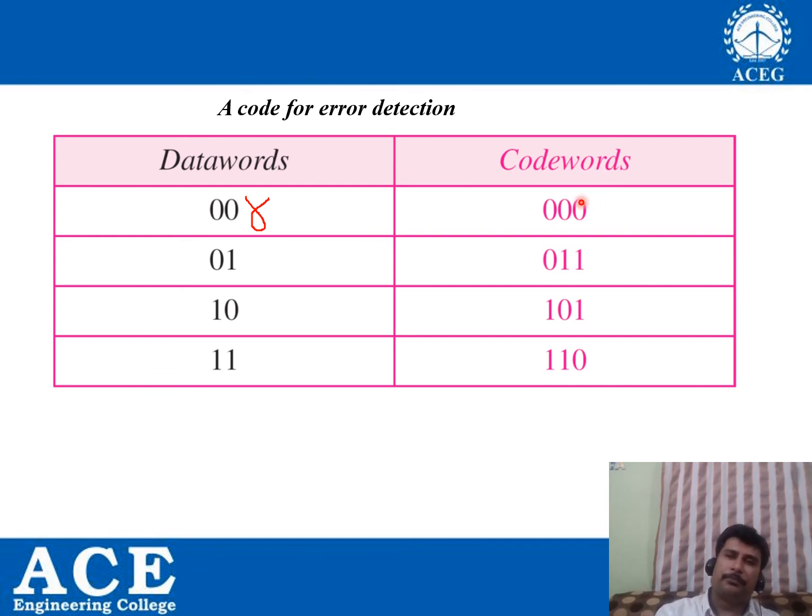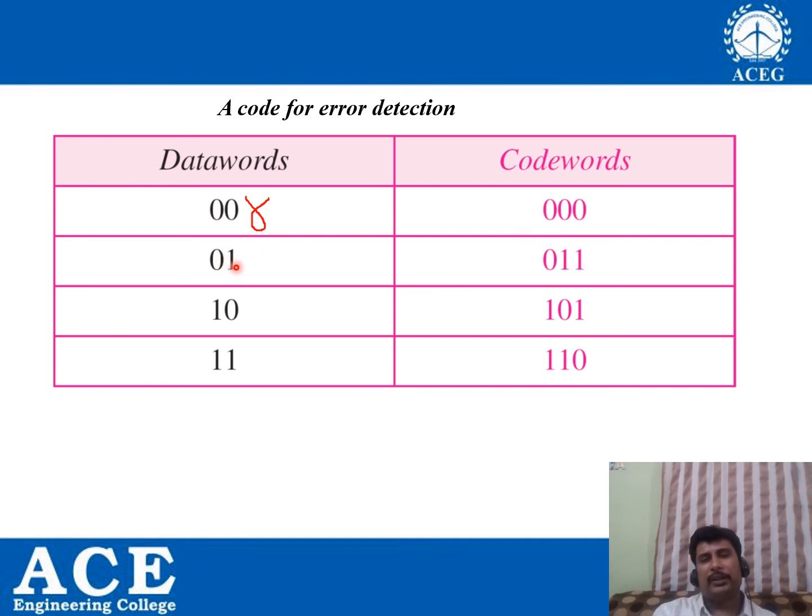That is my criteria. For instance, in the first case, the data word is 0 0, and the total number of ones in the code word, meaning data word plus redundant bit, is 0. So what should be the value of the redundant bit so that the total number of ones is even? If I put it as 1, the total number of ones becomes 1, and that is not even. So I need to set the value of the redundant bit as 0. Then the total number of ones is 0, which is even.